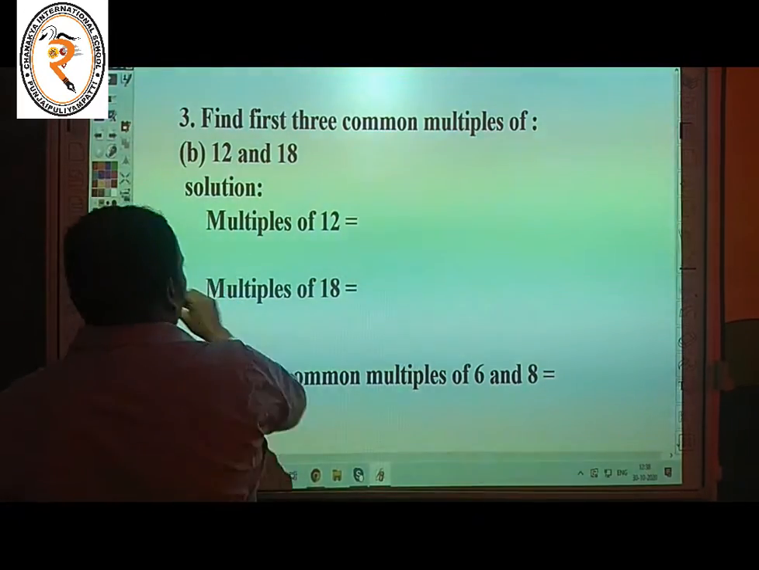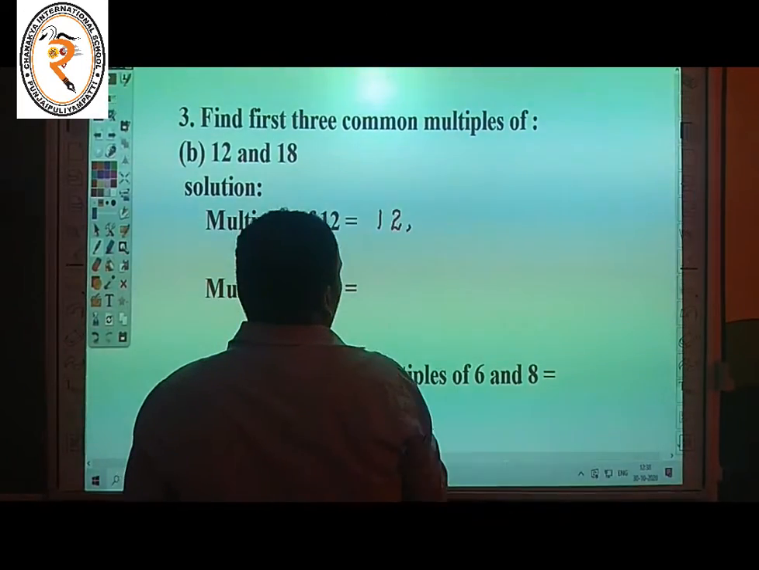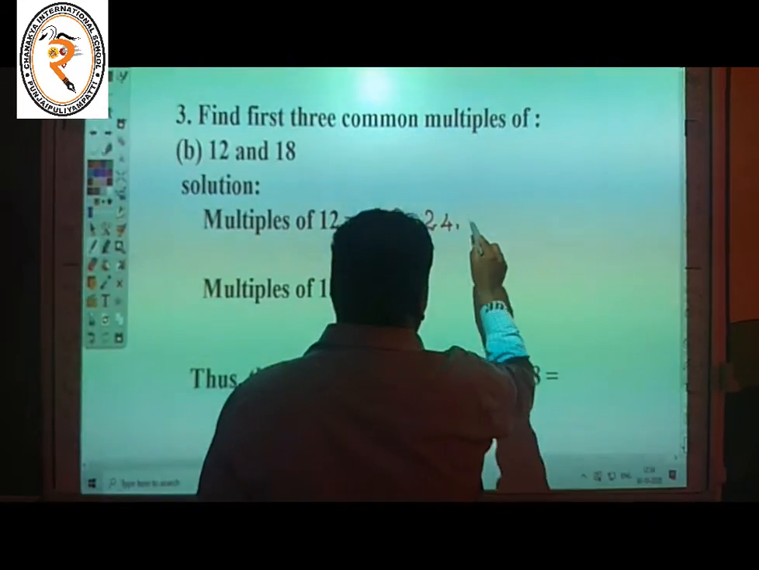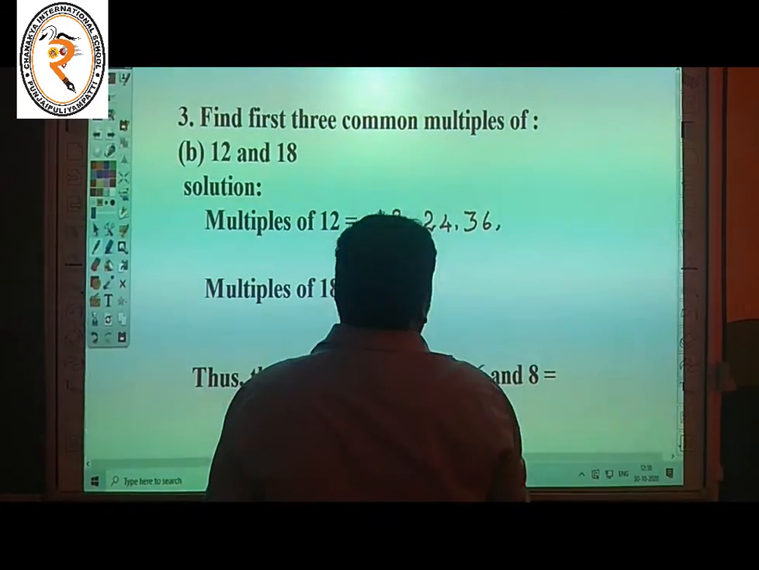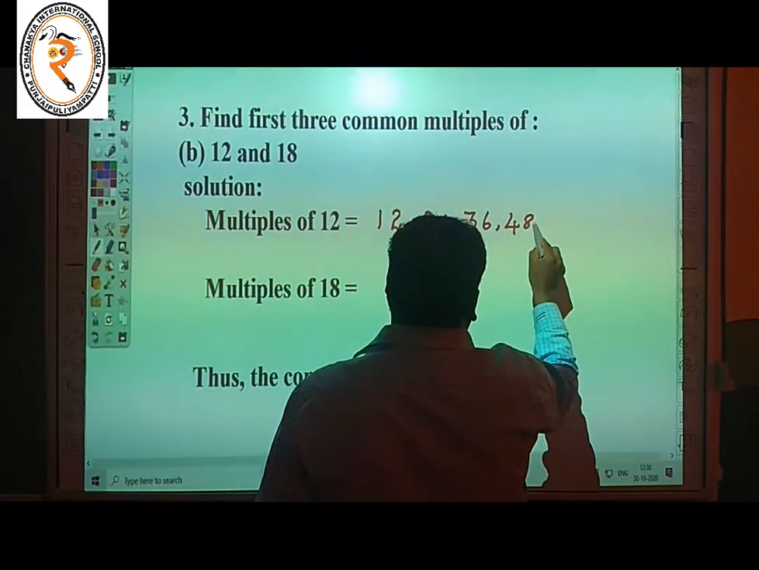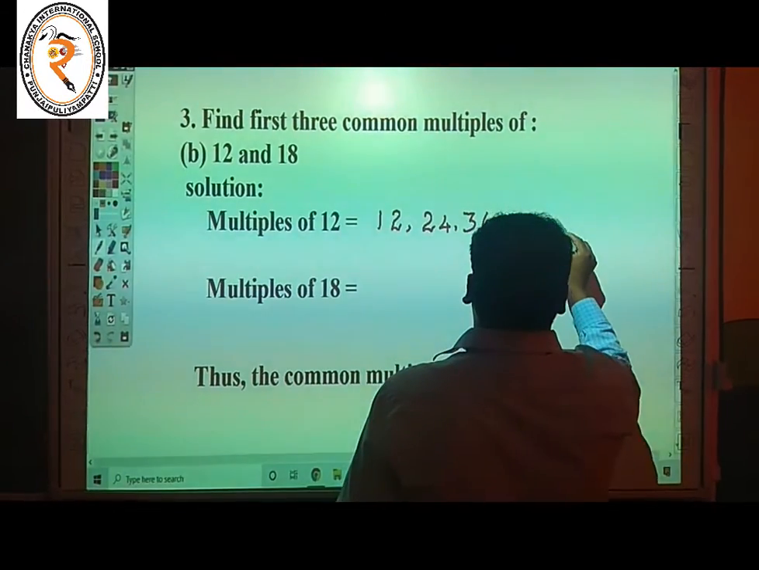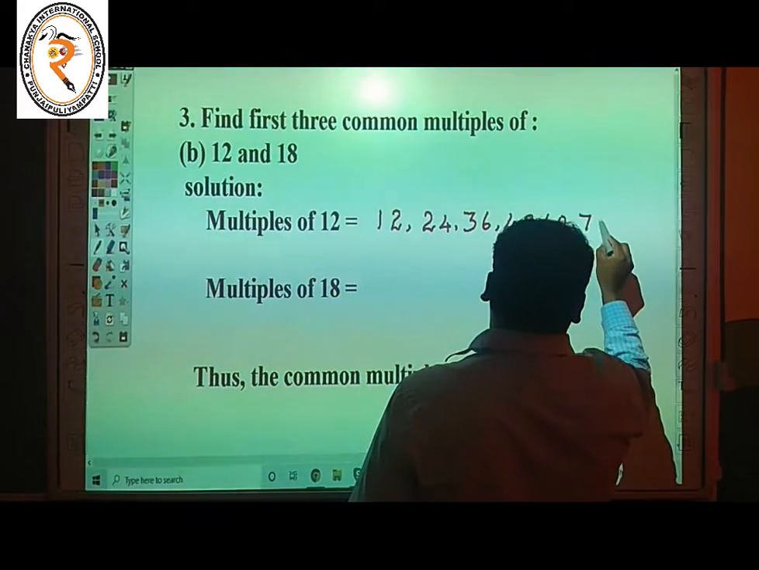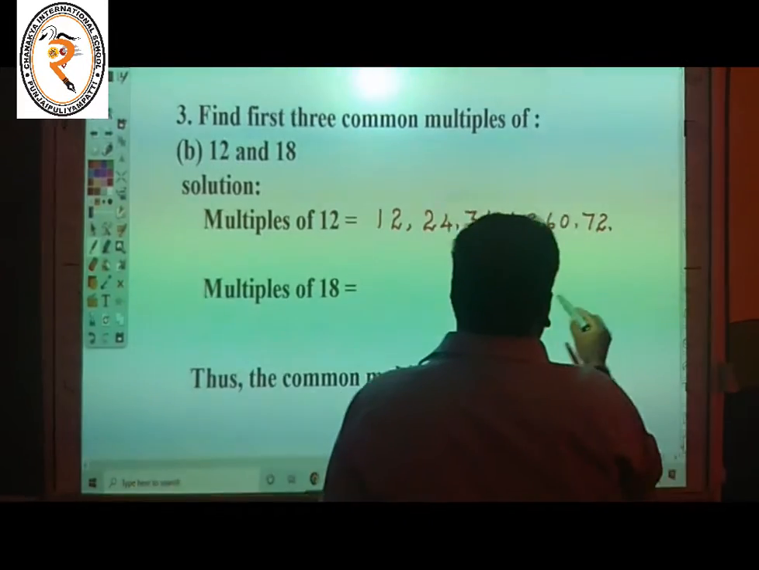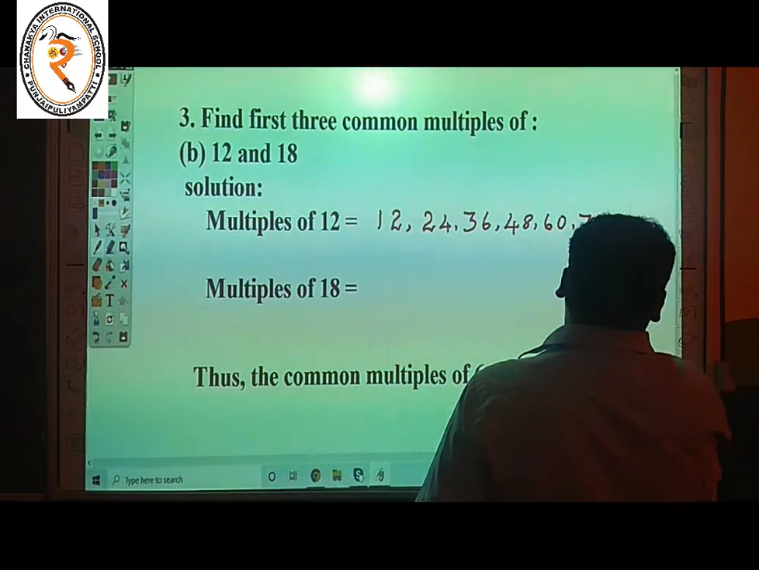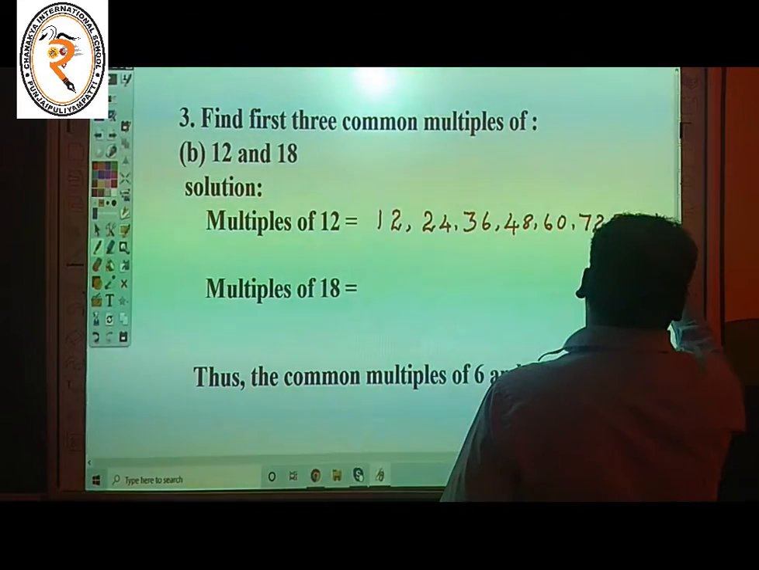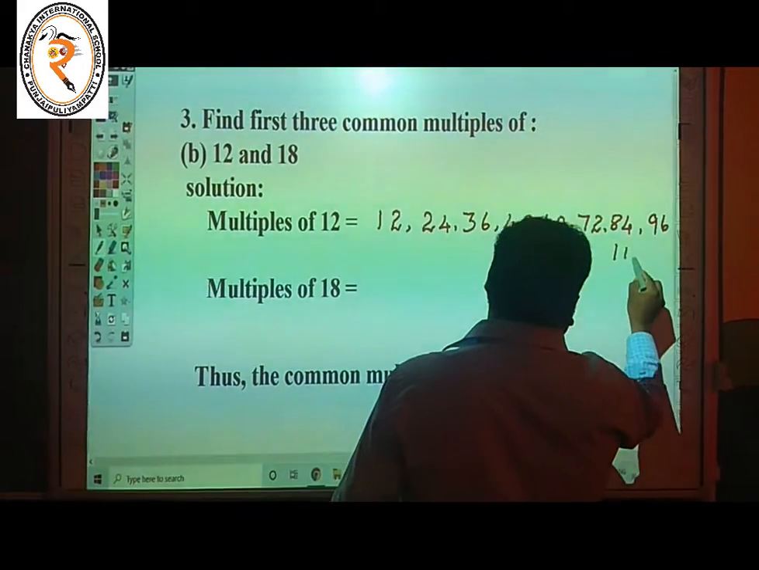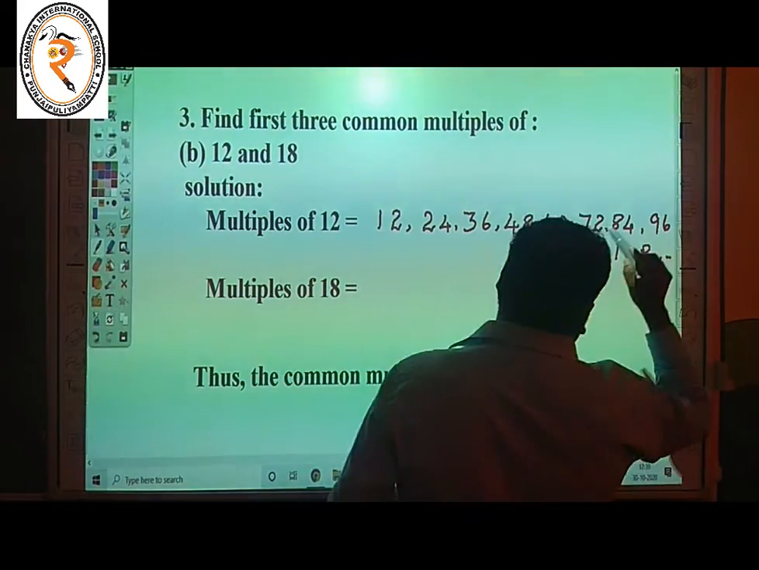1 12 is 12. 2 into 12 24. 3 into 12 36. 4 into 12 48. 5 into 12 60. 6 into 12 72. 7 into 12 84. 8 into 12 96. 9 into 12 108, and etc.